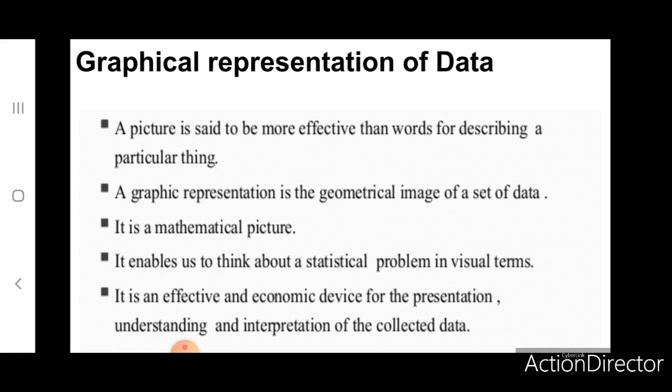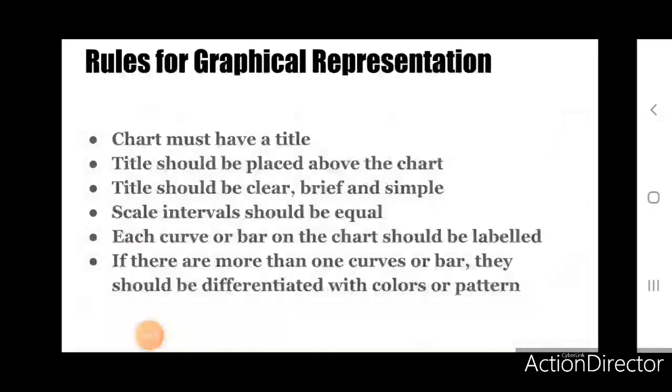It is a mathematical picture. It helps us to think about a statistical problem in visual terms. It is an effective and economic device for the presentation, understanding, and interpretation of the collected data. Now we can discuss what are the rules for graphical representation.